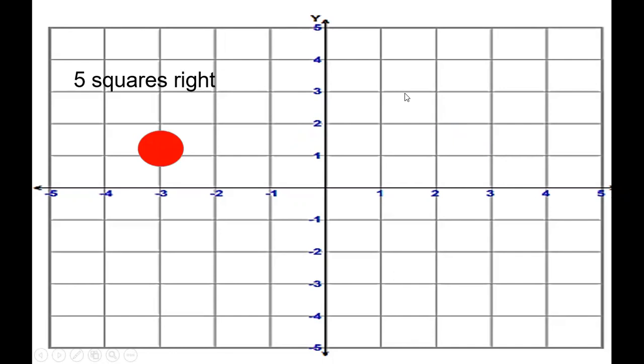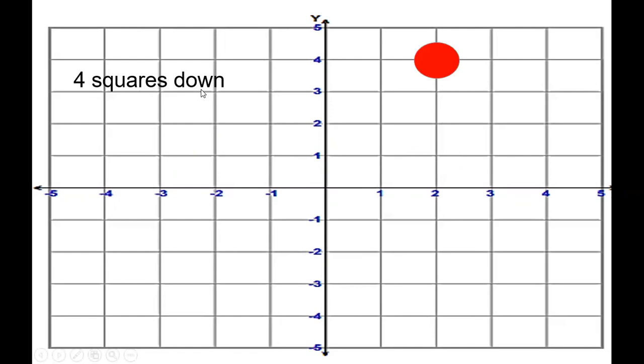Now, another example. It says here 5 squares to the right. Our original position, our circle, is at -3, 1. Now, if we are going to move 5 squares right, so 1, 2, 3, 4, 5. So it moved now here. Okay, now I will show you how it will move. So from -3, 1, it moved to 2, 1. That is translation.